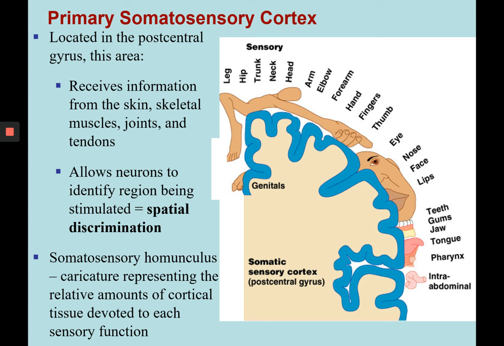Did someone pinch you? Skeletal muscle, are they relaxed? Are they contracting? Are they being pulled taut across a joint? Are the joints bending or are they inflamed? Are tendons torn or is everything normal? But this information is arriving at or going to the brain, and it arrives at the postcentral gyrus, which is the primary somatosensory cortex.